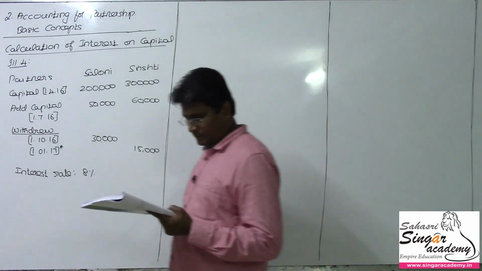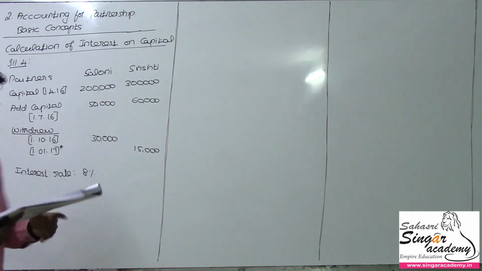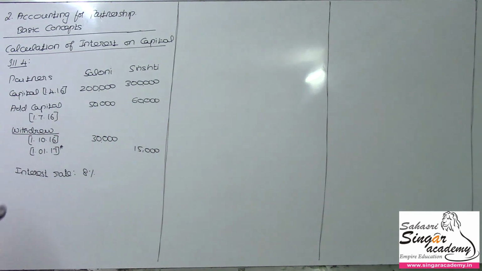You note that interest is allowed at the rate of 8% per annum. Calculate the interest payable on capital to both the partners during the financial year 2016-17.